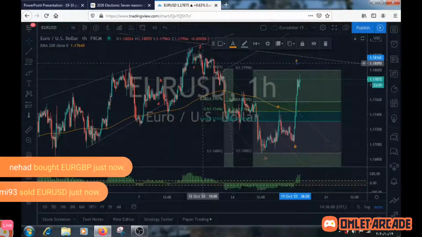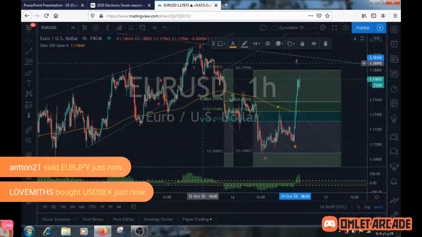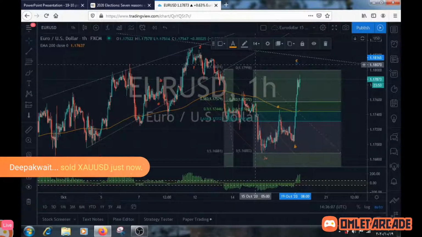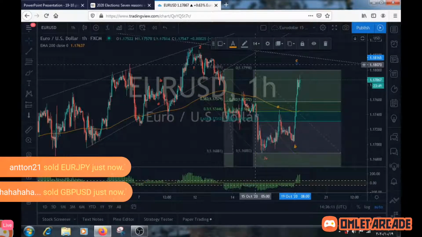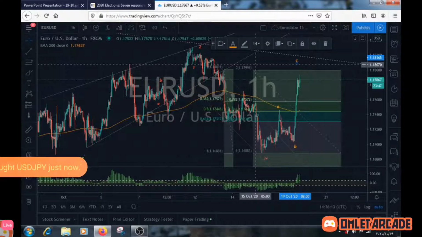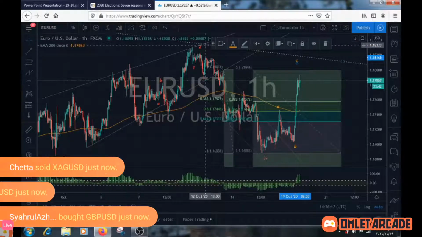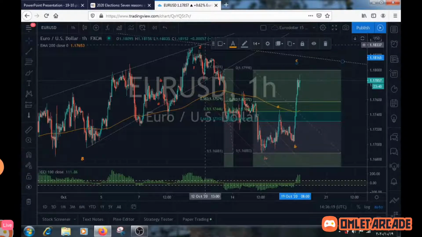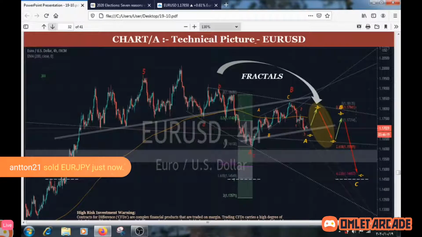So what was the question? What is the best position for euro dollar? The best position for euro dollar would be to sell against 1.1805, 1.1804, 1.18. Alright, and you keep your stop at 1.1840, 1.1850.